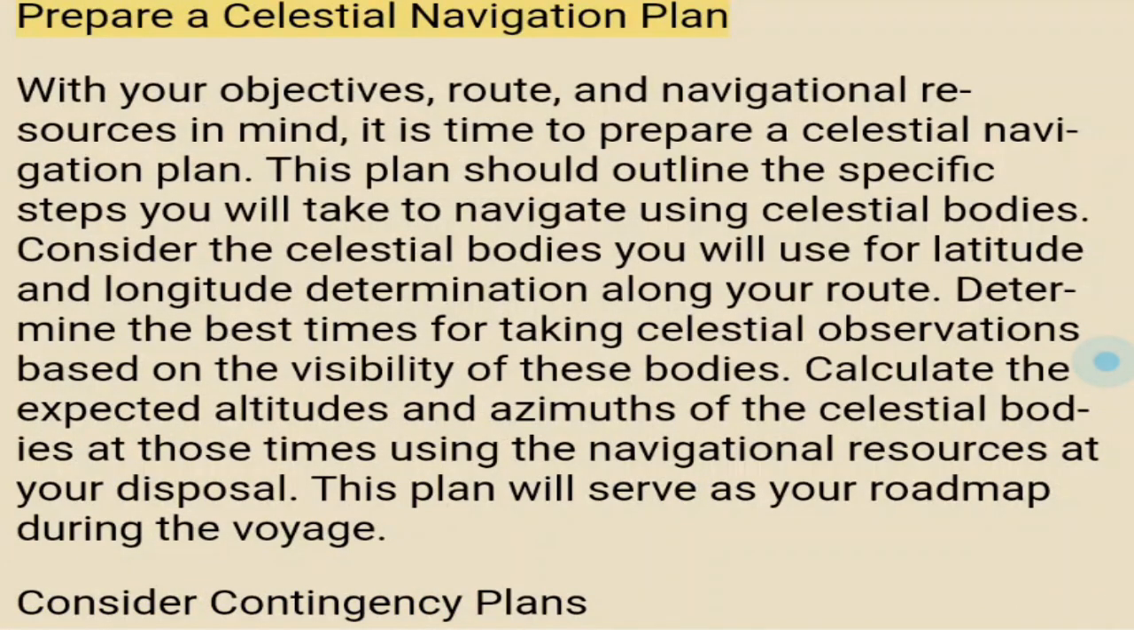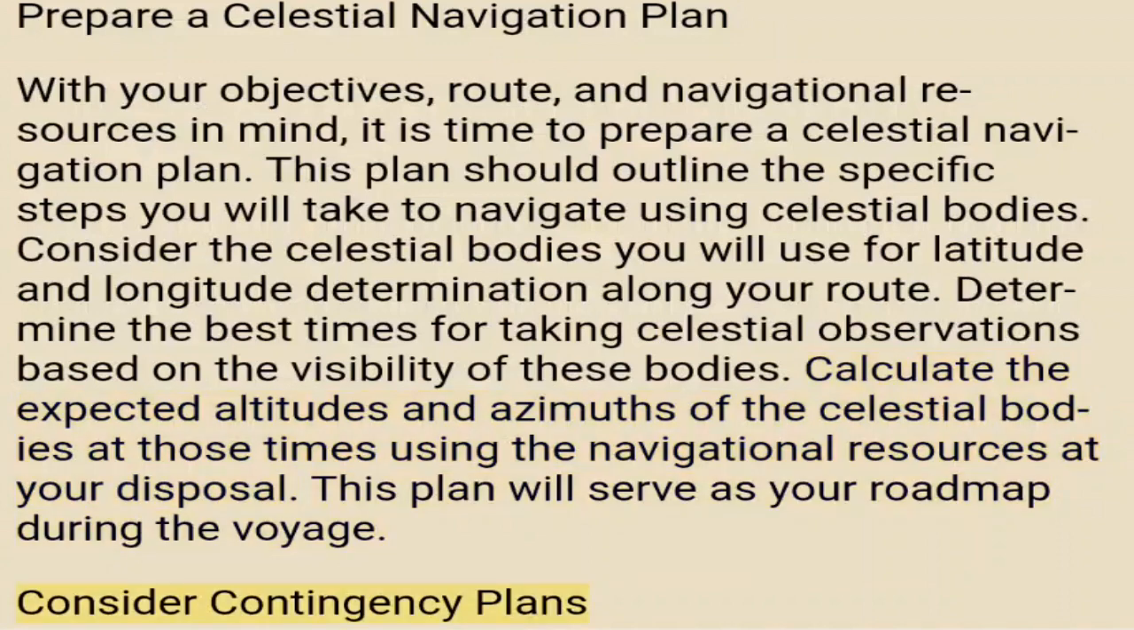Prepare a celestial navigation plan. With your objectives, route, and navigational resources in mind, it is time to prepare a celestial navigation plan. This plan should outline the specific steps you will take to navigate using celestial bodies. Consider the celestial bodies you will use for latitude and longitude determination along your route. Determine the best times for taking celestial observations based on the visibility of these bodies. Calculate the expected altitudes and azimuths of the celestial bodies at those times using the navigational resources at your disposal. This plan will serve as your roadmap during the voyage.